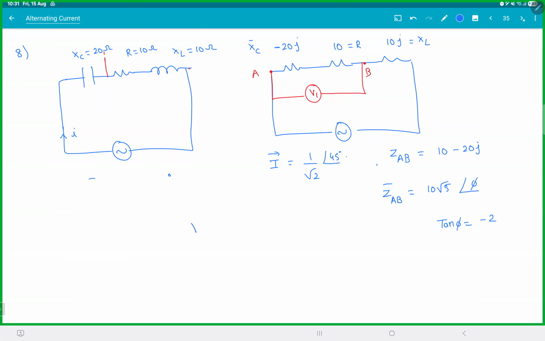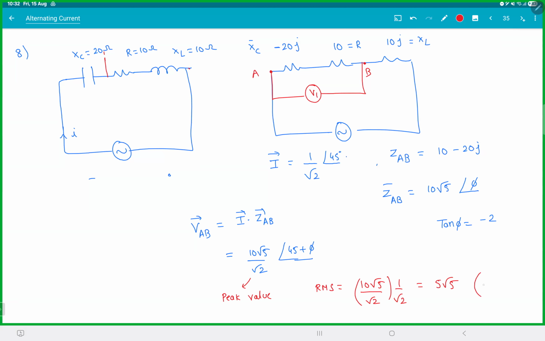And then you're done. So you want VAB bar, right? So VAB bar will be I bar into ZAB bar. Just like Ohm's law, find the equivalent resistance and multiply. This will be 10 root 5 by root 2, and the phase angle will be 45 plus phi. Anyway, I'm not interested in the phase angle. Why? This is the peak value, isn't it? What will the voltmeter measure? RMS value. So RMS value will be 10 root 5 by root 2 by 1 by root 2, which turns out to be 5 root 5. This is what V1 will measure. Is that making sense?